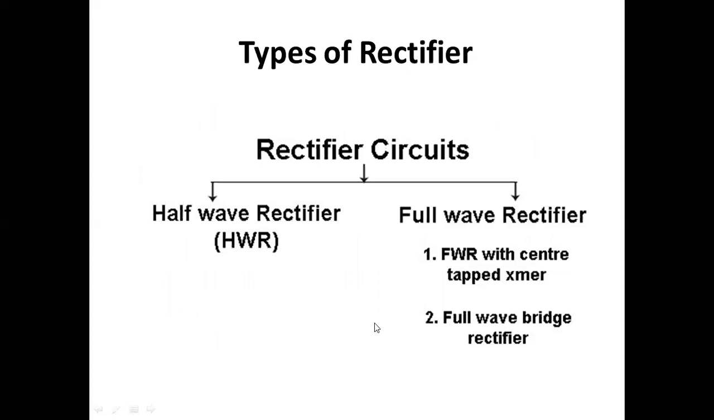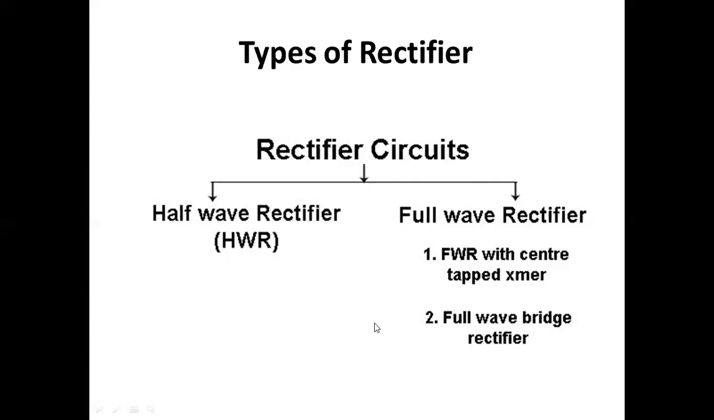Here, how many types of rectifiers do we have? Before that, all the rectifiers use diodes as switches. Those are uncontrolled switches. We have different types of diodes also, that is general purpose diodes, Schottky diodes, Zener diodes, like this. All the rectifiers consist of uncontrolled switches, the diodes.